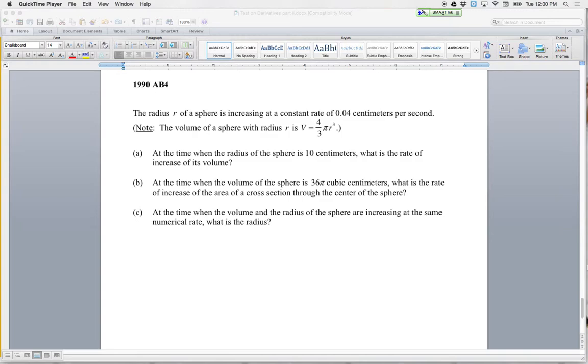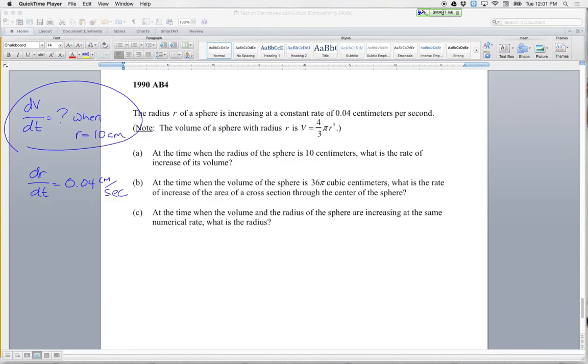You're like, okay, at the time when the radius of the sphere is 10 centimeters, what is the rate of the increase of volume? So I want to find dV/dt when r equals 10 centimeters. That's what I'm after. I know dr/dt. What's dr/dt? 0.04 centimeters per second.